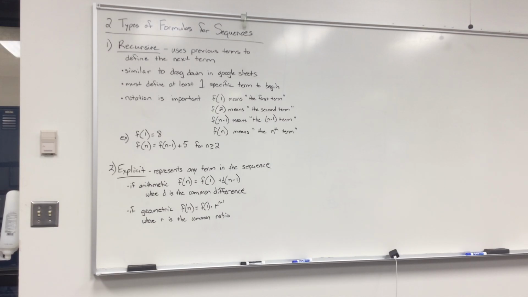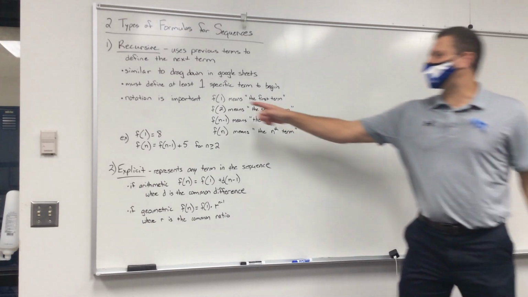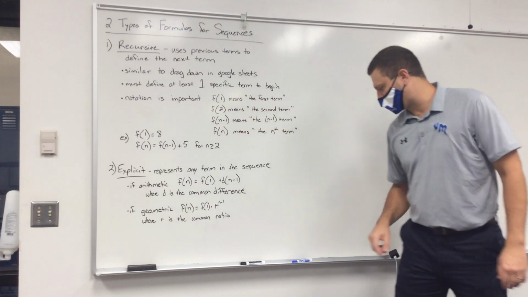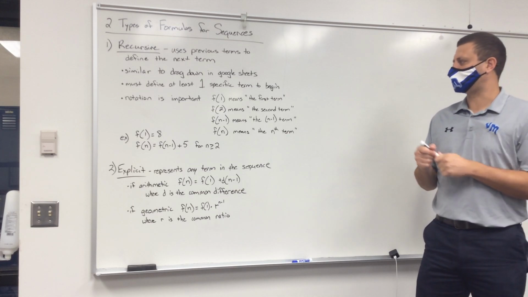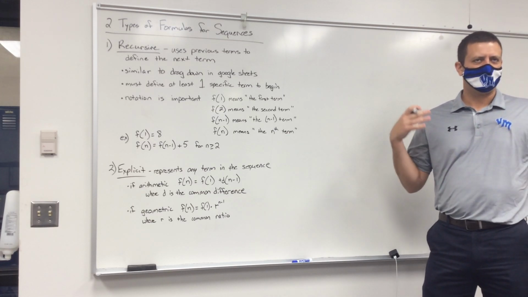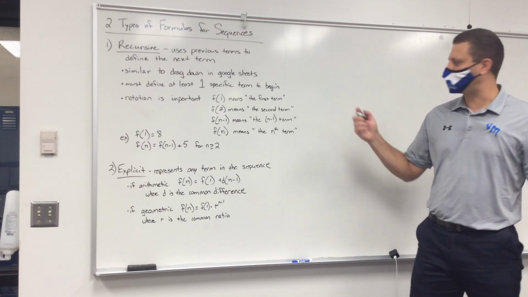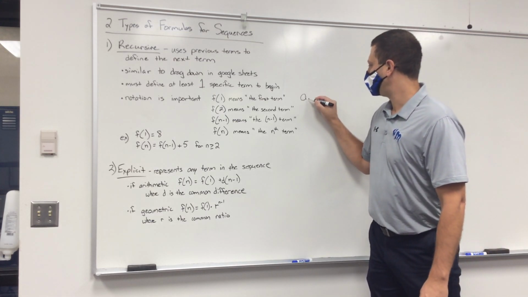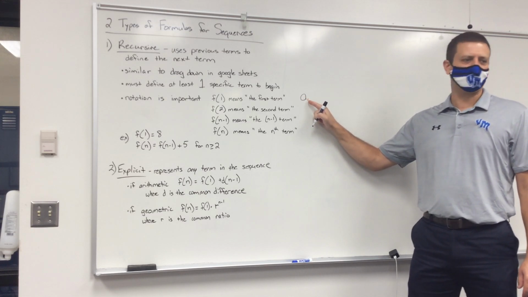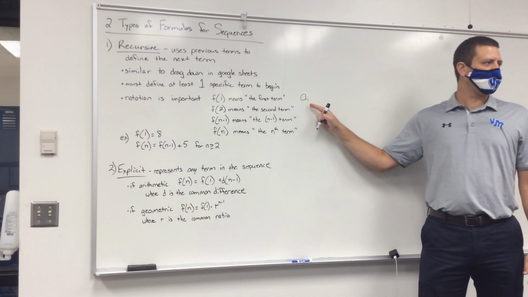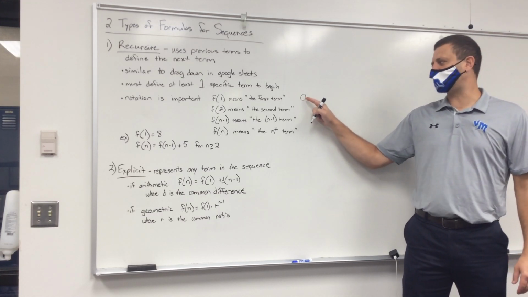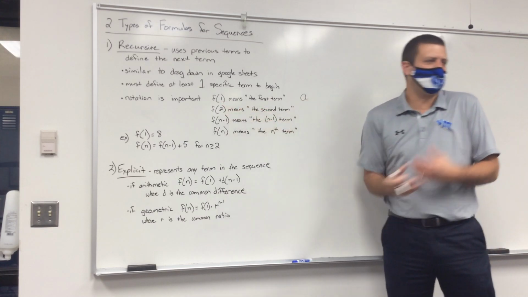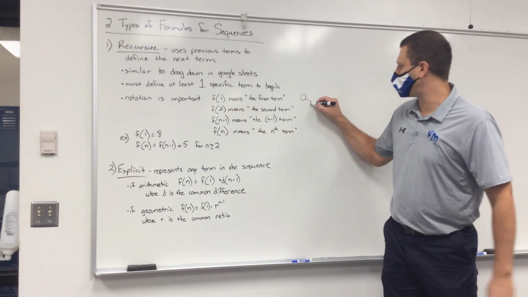Notation can get a little tricky, so I want to try and make this clear. When you see f of 1, it means the first term. This is the notation that our platform is using. Typically, in a lot of the textbooks that I used, I would see A subscript 1. This is what I would always see to represent the first term. So if you ever see A sub 1, it's like f of 1. It means the first term in the sequence.